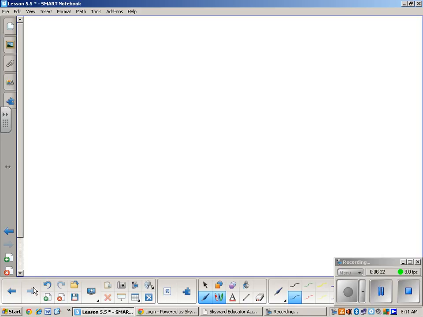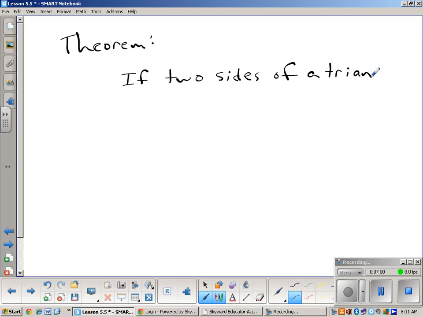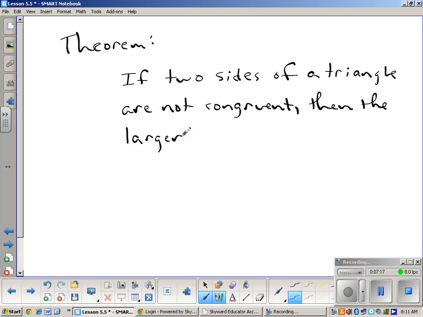Again, these theorems don't have names. The next one says if two sides of a triangle are not congruent, then the larger angle lies opposite the longer side.